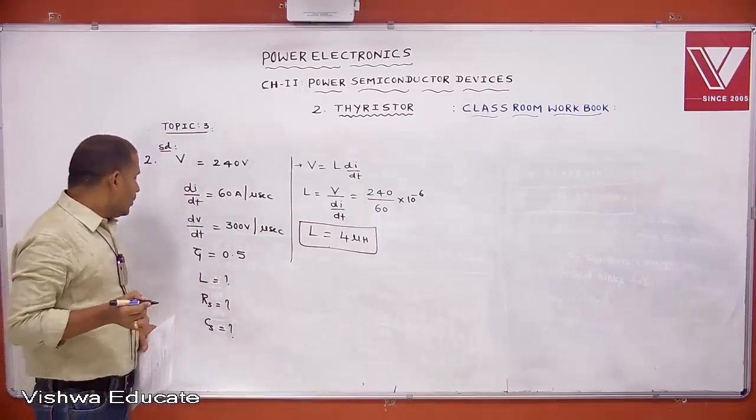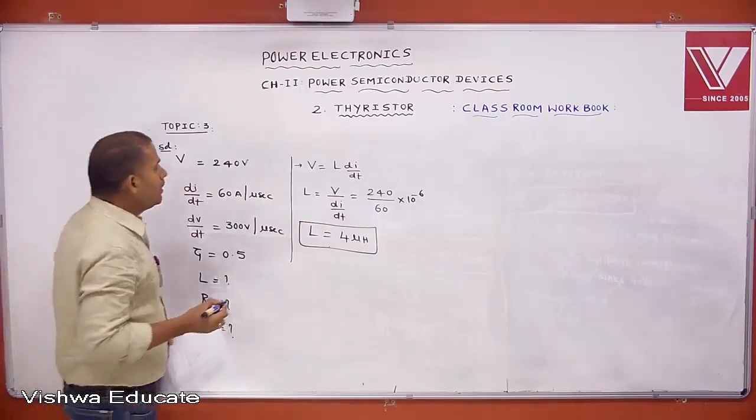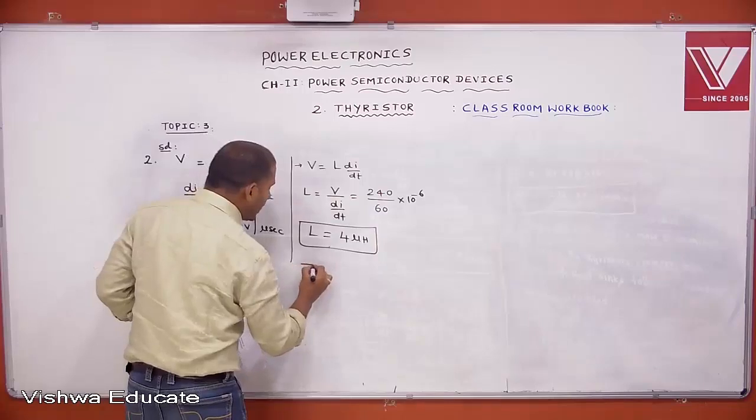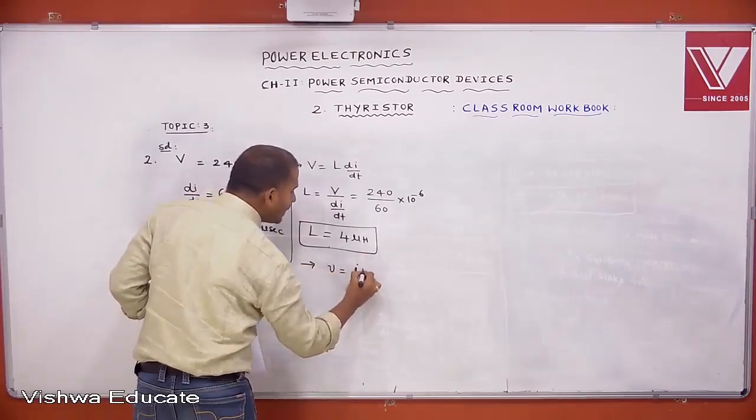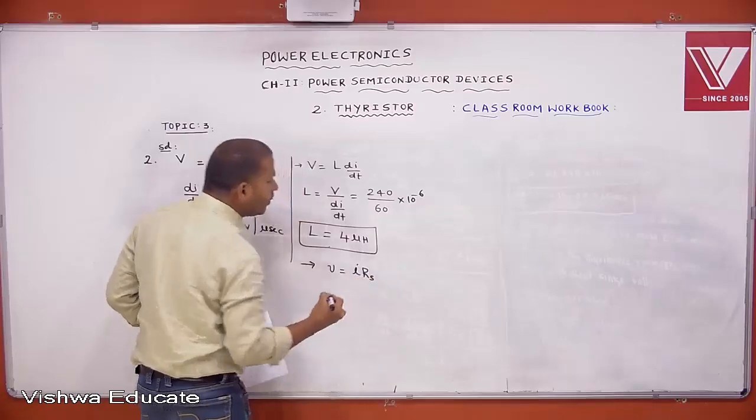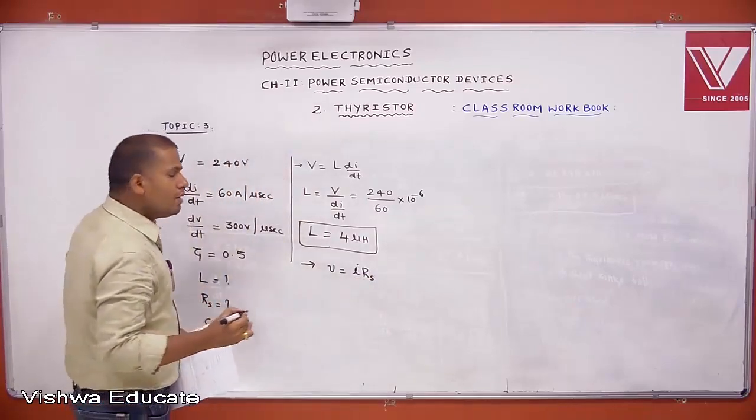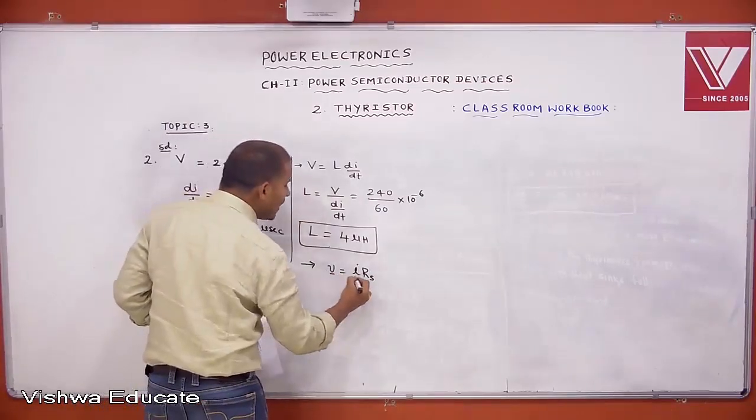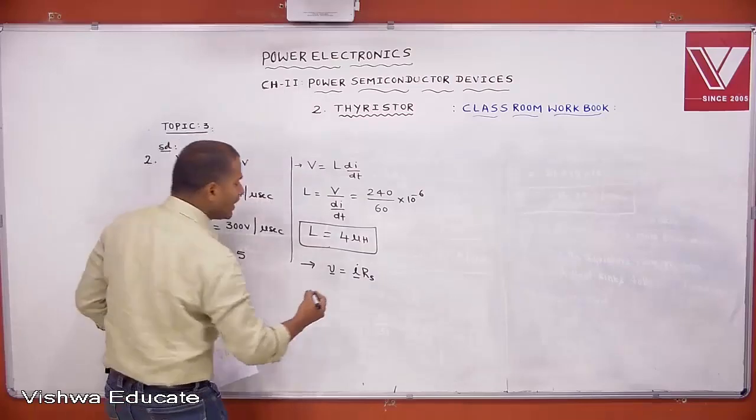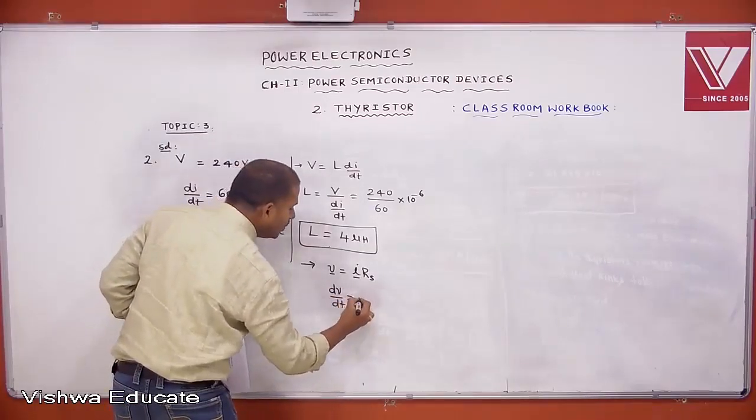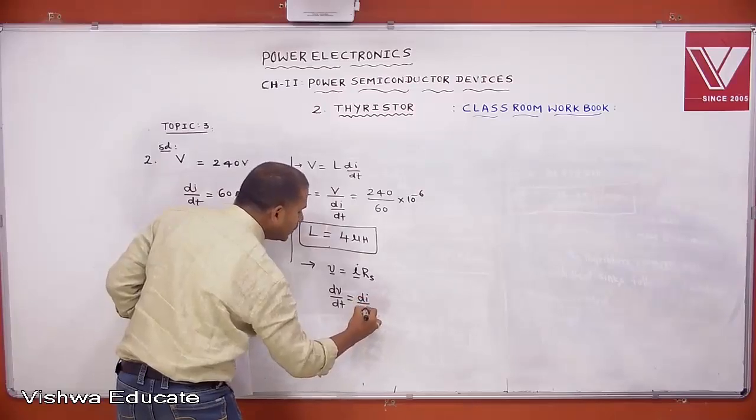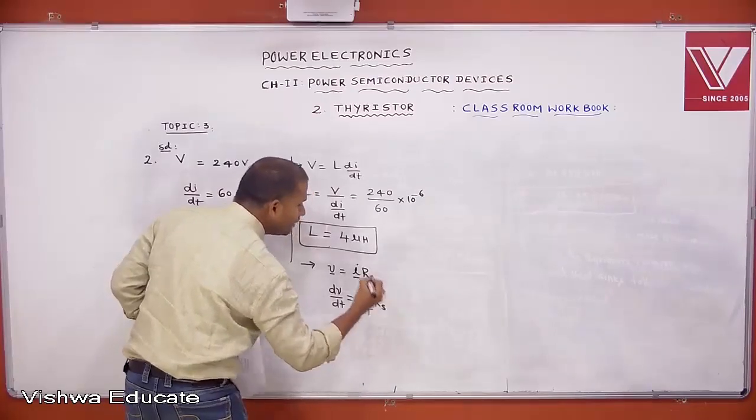Then we calculate Rs. The instantaneous voltage across the resistor is defined as V equal to I into Rs. This is the instantaneous value, that's why we partially differentiate both sides. dV by dt equal to di by dt into Rs. This relation you know.